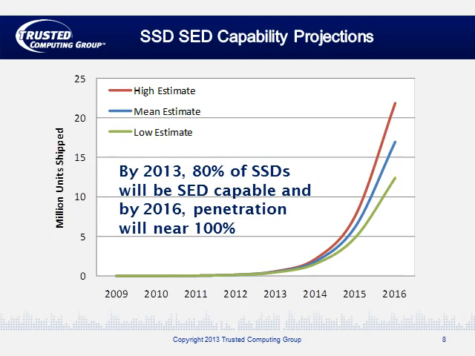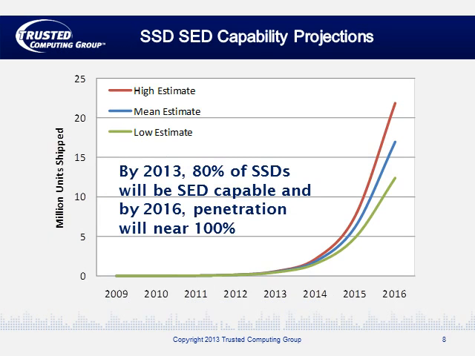Now let's look at the case of projections for solid-state drives. We can show here that for solid-state drives with this self-encrypted drive capability, we project that by 2013, 80% of solid-state drives will be self-encrypted drive capable. And by 2016, we think the penetration will be near 100%, again driven by the unique value of these encryption capabilities for sanitization and other purposes with the solid-state drives.